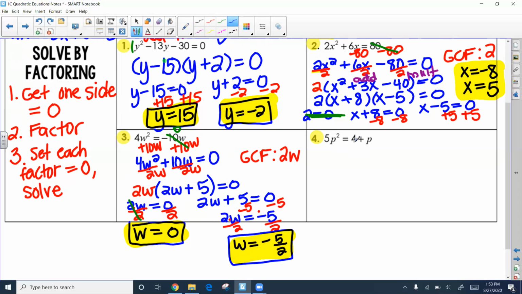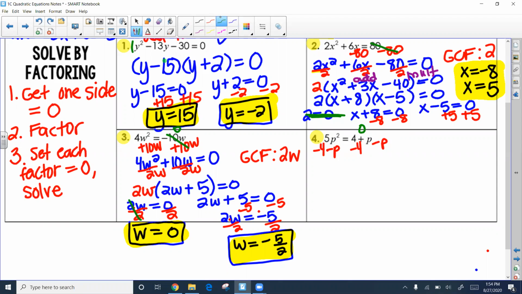Okay, so to solve this, I have to get one of the sides equal to 0. Technically, it'd be easier to get the left side equal to 0 by subtracting 5p squared. However, I'm not going to do that. I don't like to factor when there's a negative as the leading coefficient. So instead, I'm still going to get the right side equal to 0, even though there's 2 terms. So to get the right side equal to 0, I have to subtract a 4 and I have to subtract a p. So of course, since it's an equation, whatever I do on one side, I have to do on the other. So I have to subtract 4 and subtract p from that side as well.